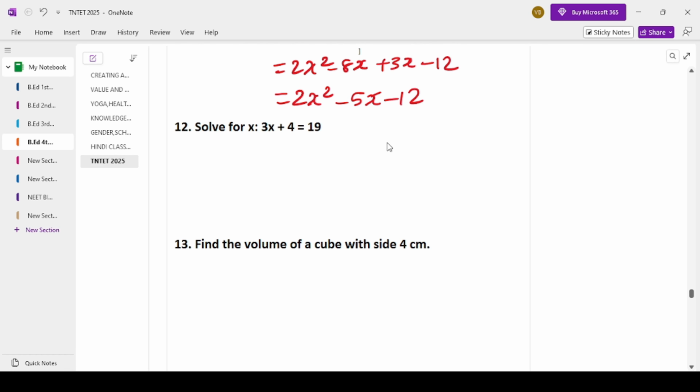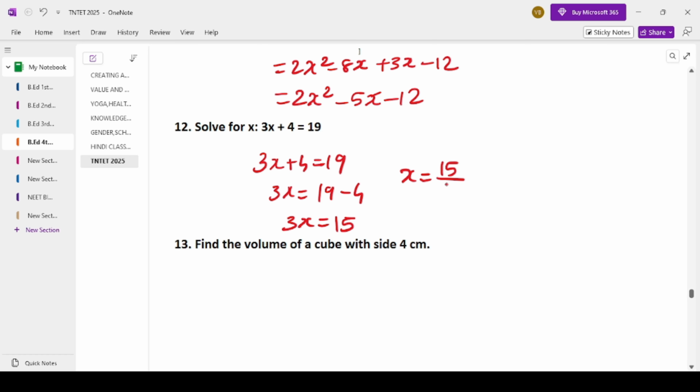Next, coming to the 12th question, solve for x. So you have to find x. For that 3x plus 4 is equal to 19. So இதில் வந்து 3x is equal to 19 minus 4 வரும். 3x is equal to 15. From that you will be able to find x, which is 15 divided by 3, which gives you 5. So the x answer is 5.